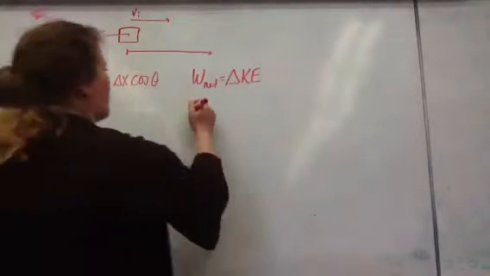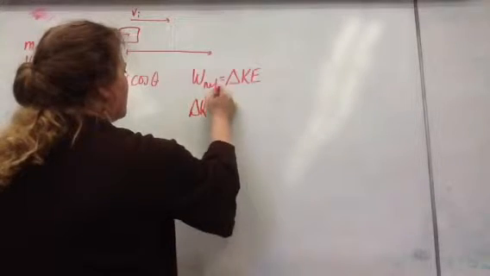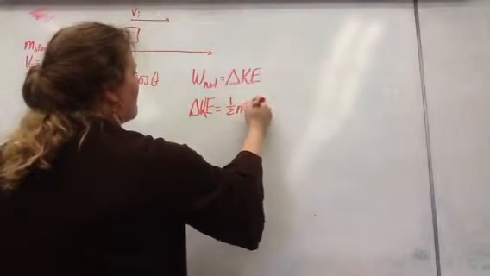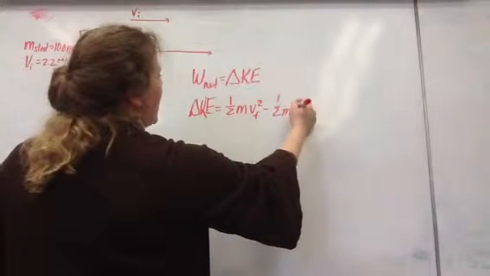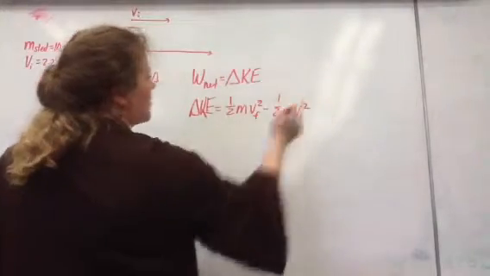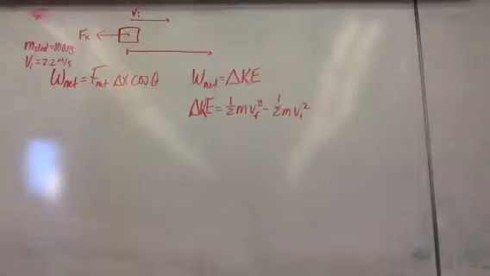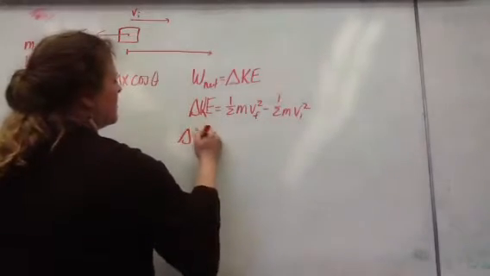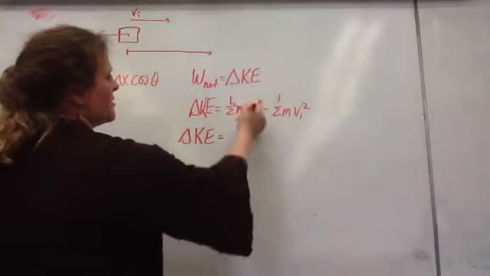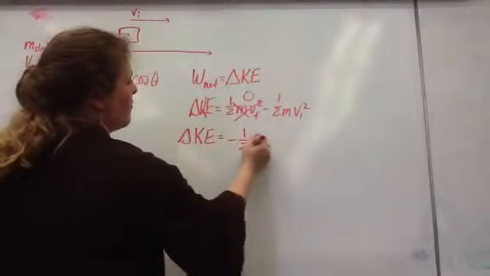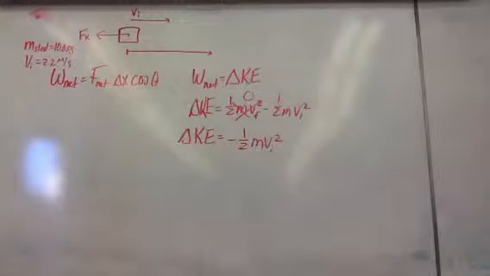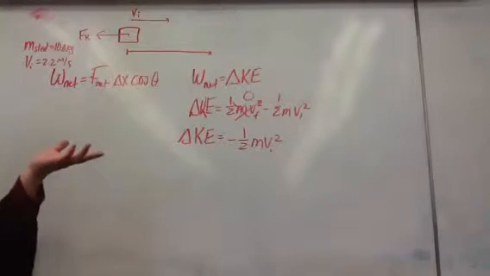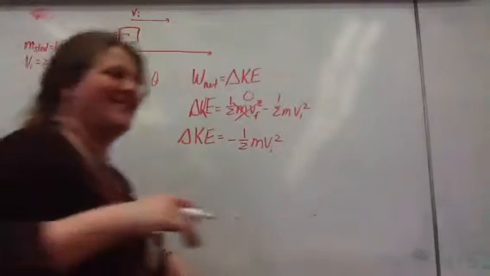0. So if we look at the delta KE, that's 1/2 mass VF squared minus 1/2 mass VI squared. So the change in kinetic energy, this is all 0, is equal to negative 1/2 mass VI squared. That seems like it'll be useful. So we'll tuck that away. So everybody's okay with how we got that? Yes. Okay.